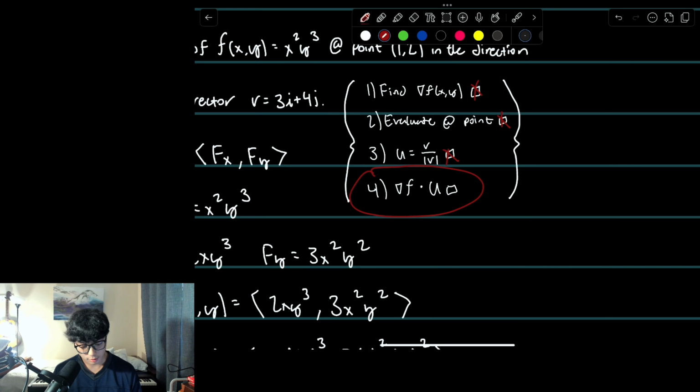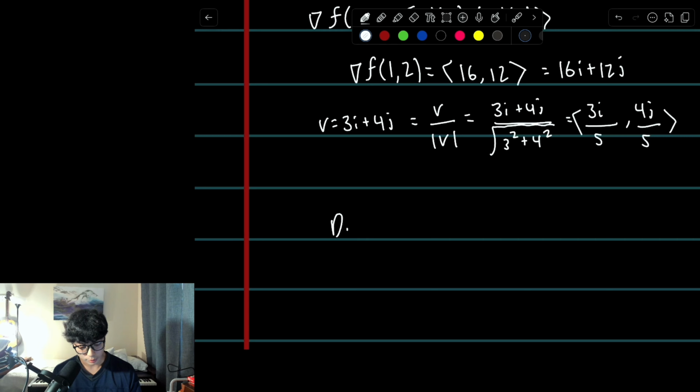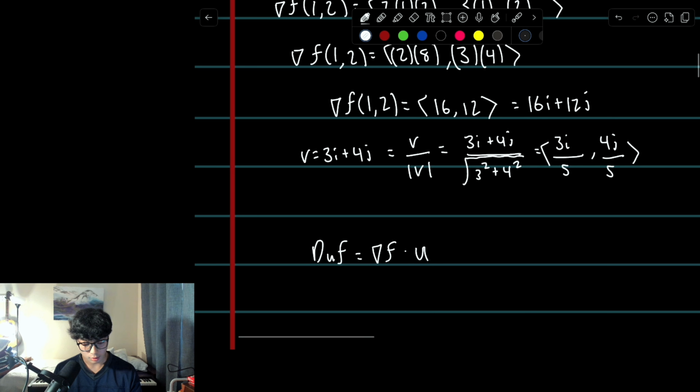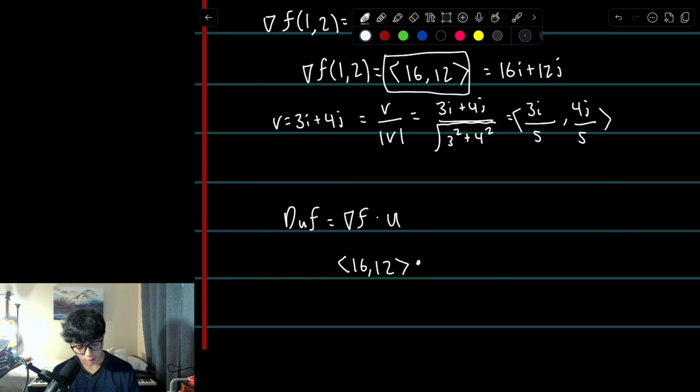Now our last step is to find the dot product of our gradient vector and our unit vector. So our directional derivative equals the gradient times the unit vector. And in this case, our gradient was <16, 12>, dot product with our unit vector, which is 3 over 5 i, or just 3/5, comma 4 over 5 j, or just 4/5, because I'm going to put it into the vector brackets.